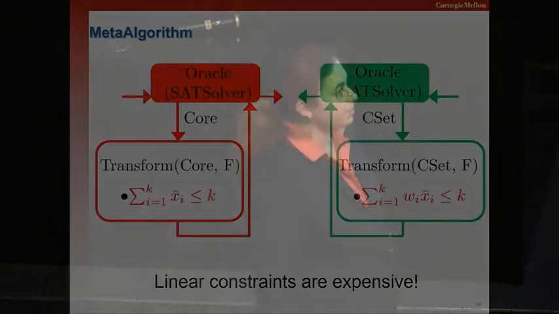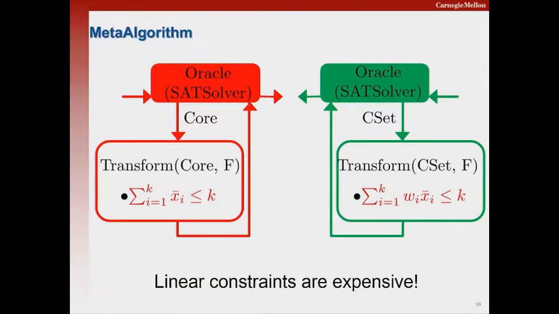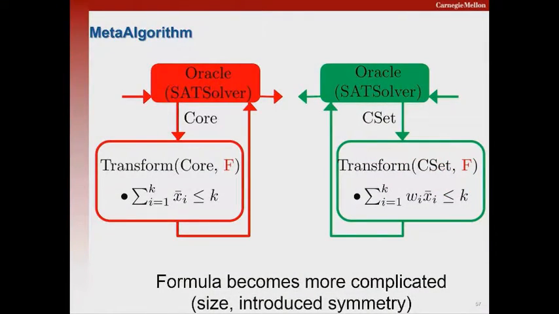Okay, there are a few problems with these algorithms. The first problem is these linear inequality constraints. You transform them later into SAT because you use a SAT solver as an oracle, and they're very expensive to transform. They increase the size of the formula, and also, in the most popular method, they might introduce symmetry, symmetries that were not part of the original problem. When you introduce these constraints, you introduce new symmetries, which is bad. It makes the formula more complicated and harder to solve on the next call to an oracle.